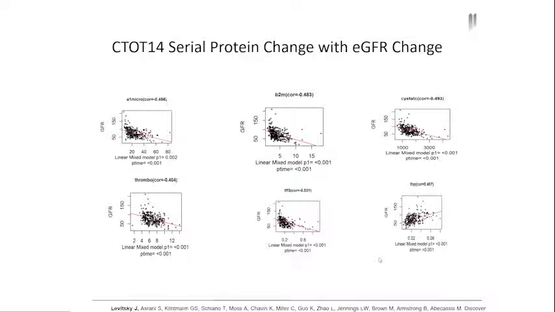Interestingly, we also saw that these proteins, not just beta-2 microglobulin, increased over time with GFR deterioration. So as you can see here, this is the GFR, for instance, beta-2 microglobulin. As time goes on, as GFR is getting worse, you have increasing levels of beta-2 microglobulin, as well as these other proteins, alpha-1 microglobulin, cystatin C, etc.